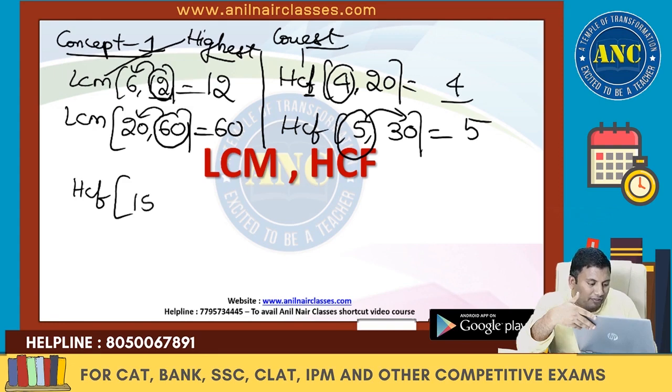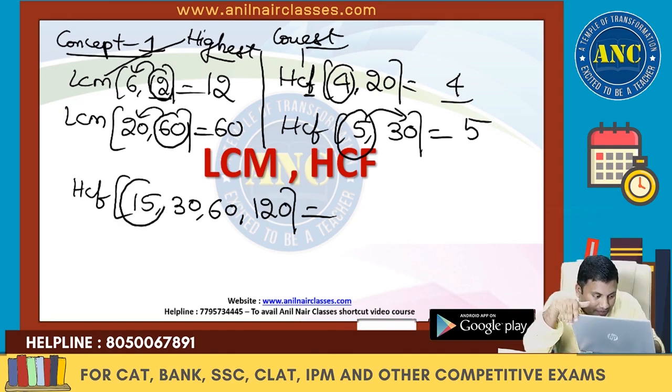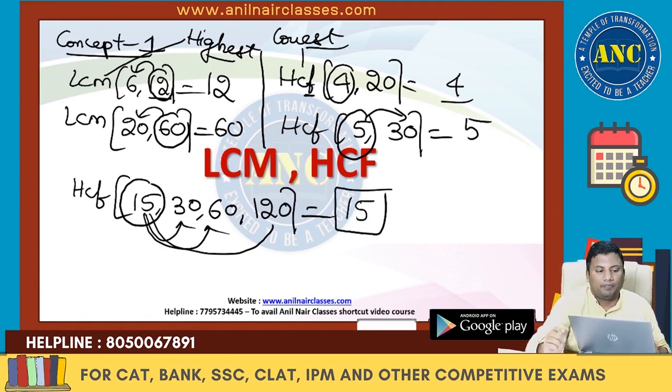HCF of 15, 30, 60, 120. I want HCF. HCF is highest common factor. Factor means take the lowest value. 15. Check whether this lowest value is a factor of every other number. 15 is a factor of 30, 15 is a factor of 60, 15 is a factor of 120. So the answer is nothing but the lowest value. What we did in LCM type 1, the same concept holds good in HCF.